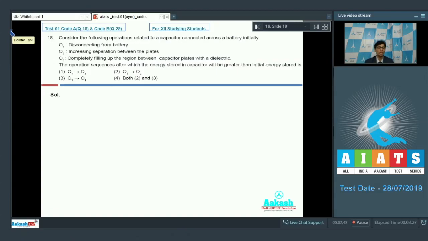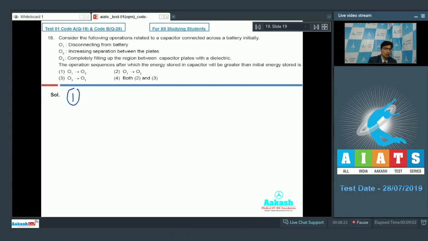Dear students, question number 18 says: consider the following operations related to a capacitor connected across a battery initially. Operation 1 is disconnecting from the battery. Operation 2 is increasing separation between the plates, and operation 3 is completely filling up the region between the capacitor plates with a dielectric. The operation sequences after which the energy stored in the capacitor will be greater than the initial energy stored is. So 4 options have been given to us. Let us analyze each option individually.